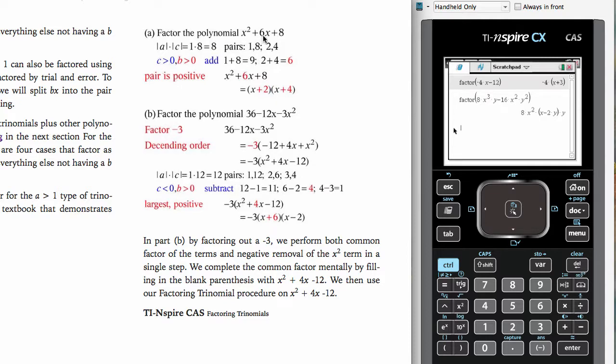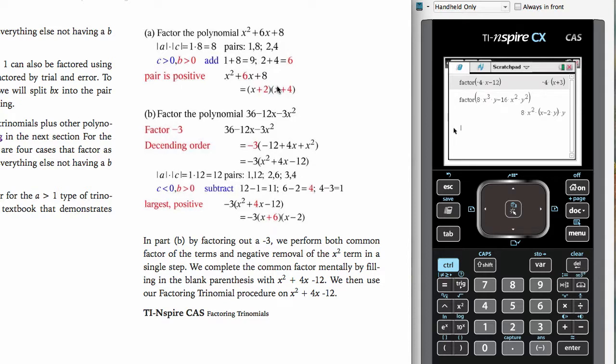Then we look at the B, which is positive 6. So the B is greater than 0. So we're going to want to add these together. 1 and 8 make 9, and 2 and 4 make 6. Well, we see that we have the 6 here, so we're going to want to use 2 and 4, and when the front is a 1, we said that these are our factors, so this is x plus 2 and x plus 4. And we can check this by the FOIL technique.